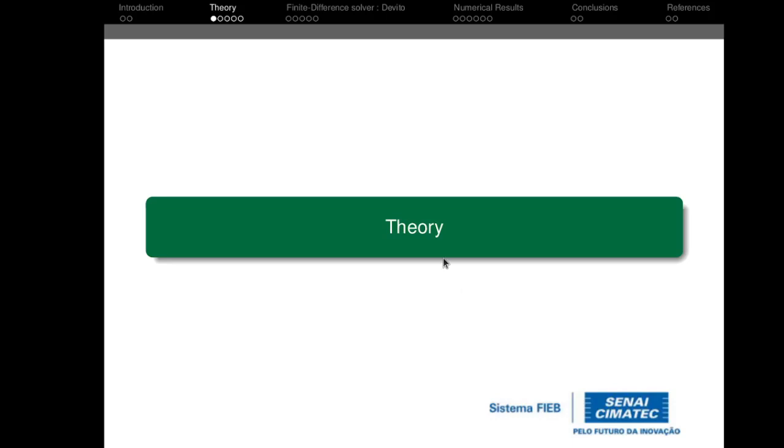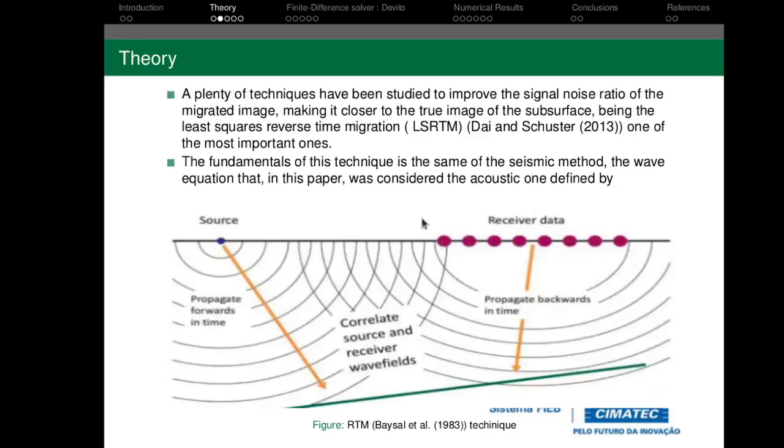So the theory about my technique lies in the fact that you can correlate the energy from the source. If you propagate the energy from the source and back propagate the energy recorded at the receivers, and you correlate them, you're going to get the image of the subsurface. This author here, Baysal, talked a little bit about it.